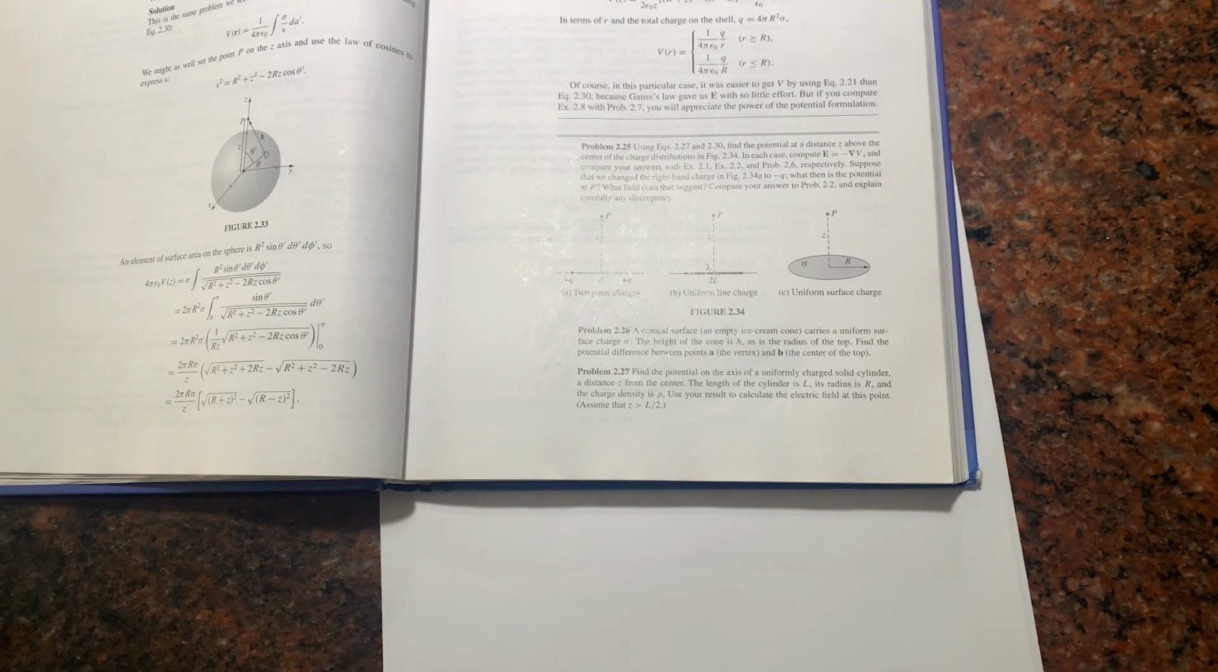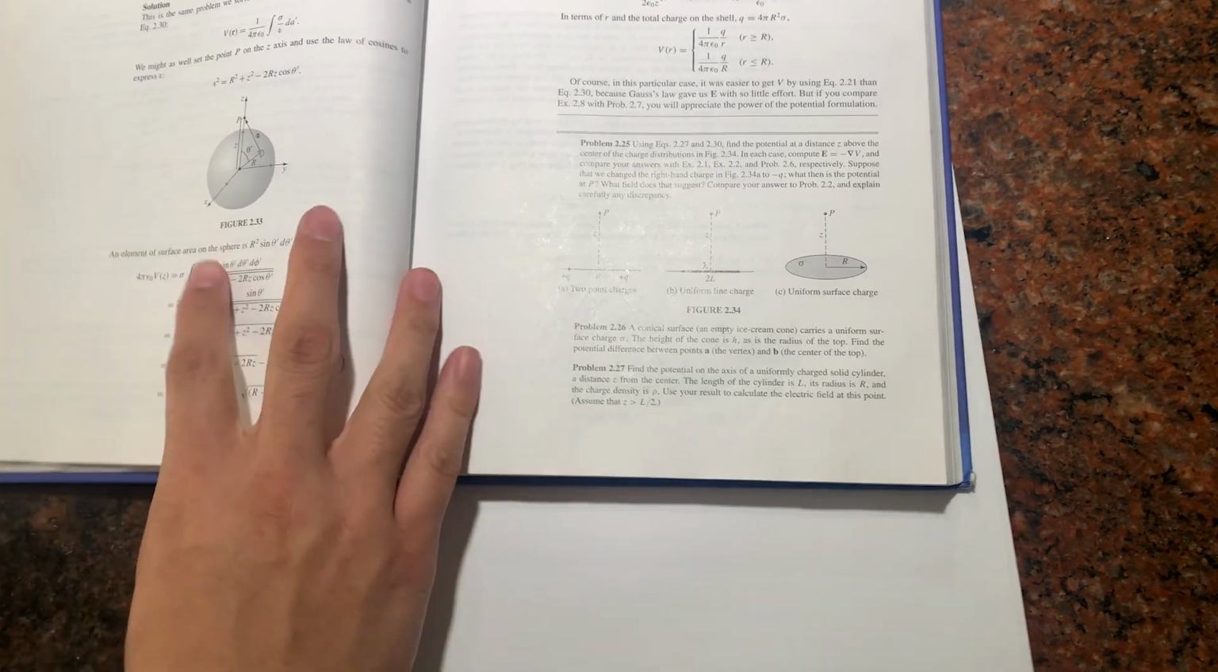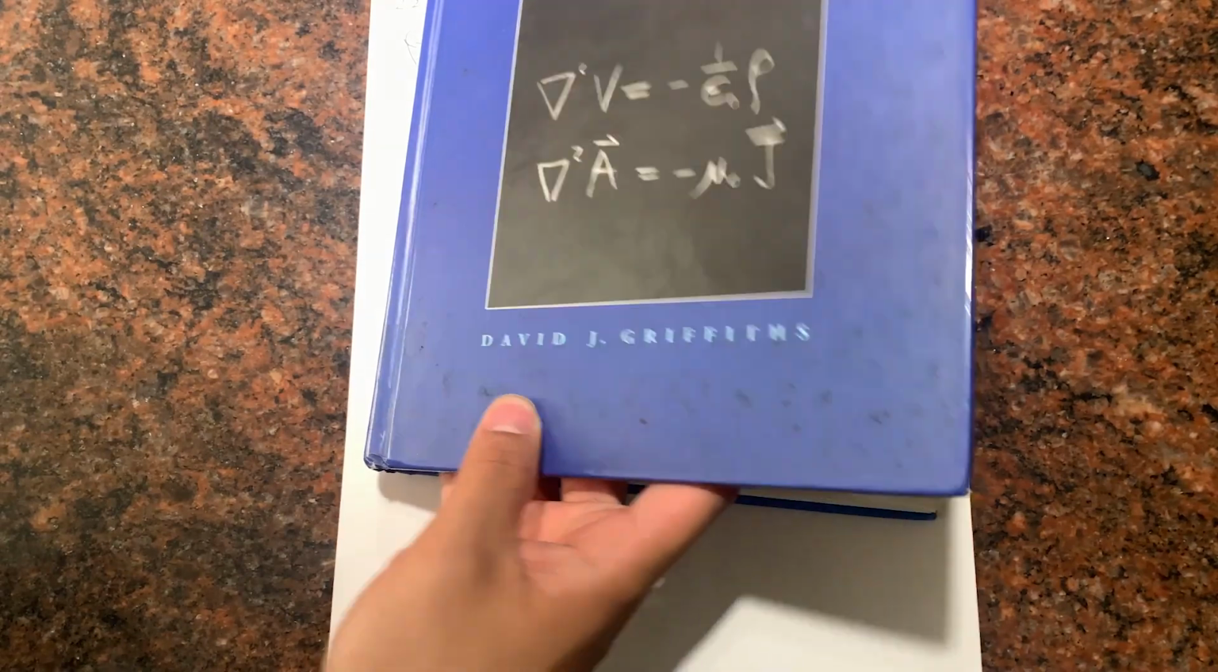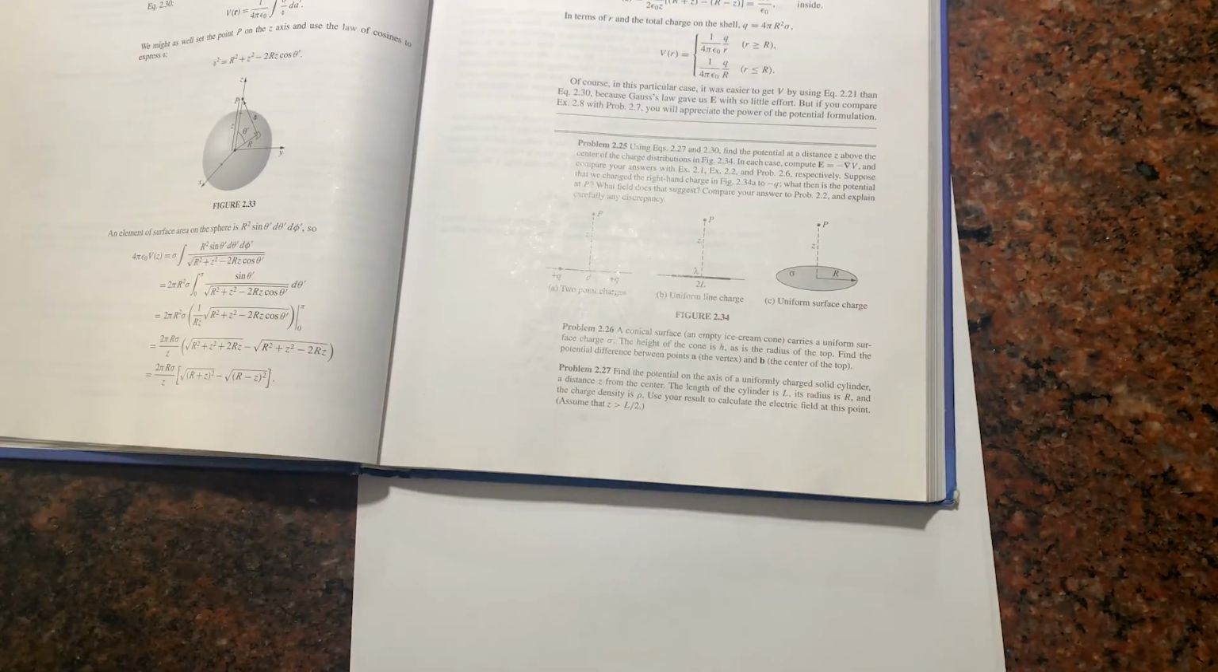Hello, today I'll be showing you guys how to do problem 2.26 from Griffiths' Introduction to Electrodynamics. Problem 2.26 reads: a conical surface, or an empty ice cream cone, carries a uniform surface charge sigma. The height of the cone is h, and a is the radius at the top. Find the potential difference between the points A, the vertex, and B, the center of the top.